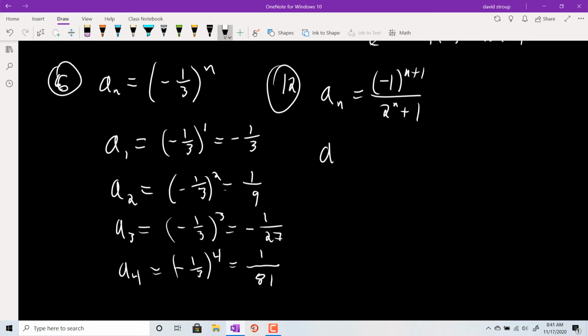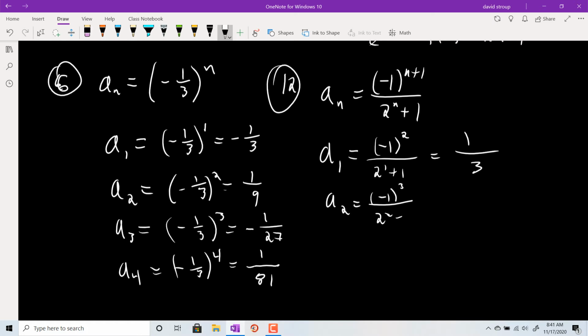So anyways, let's take a look at the first 4 terms. A sub 1 is negative 1 to the 1 plus 1, which is 2, all over 2 to the 1 plus 1. Negative 1 squared is 1. 2 to the 1 is 2, plus 1 is 3. A sub 2 will give me negative 1 cubed now, all over 2 squared plus 1. So it'll give me the negative, so we're alternating in sign. 2 squared is 4, plus 1 is 5.